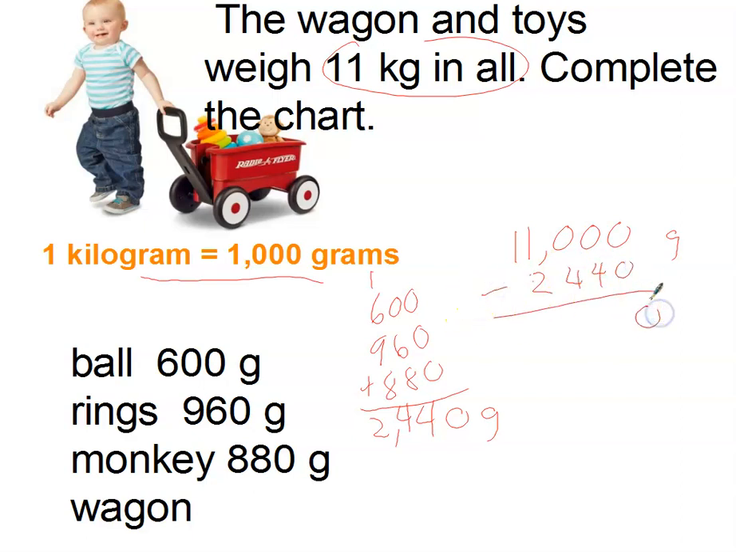There's a 0. Then I need to come over here and borrow. Borrow from this 1, he goes to 0, he goes to 10. Come back, borrow from the 10, makes him 9, he goes to 10. 10 minus 4 is 6, 9 minus 4 is 5. He can't do 0 minus 2, so he's going to borrow there. 10 minus 2 is 8. 8,560 grams. That's how much the wagon would weigh.